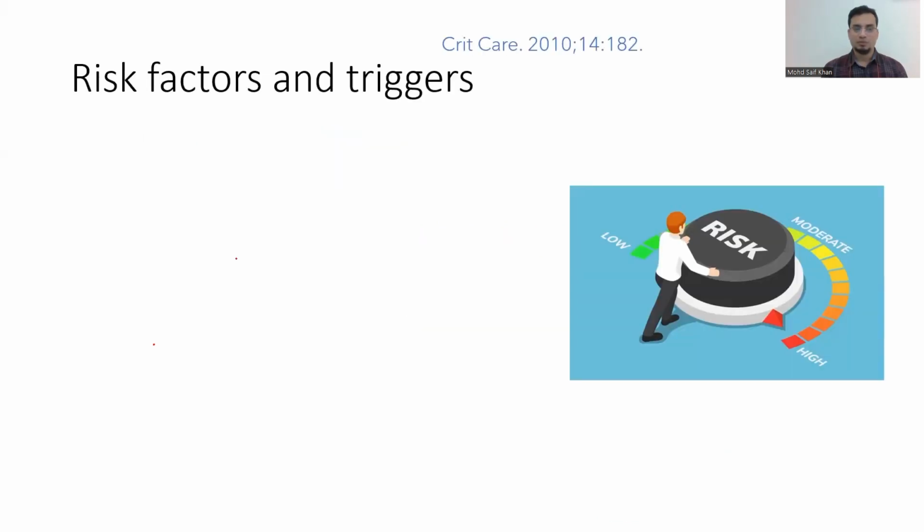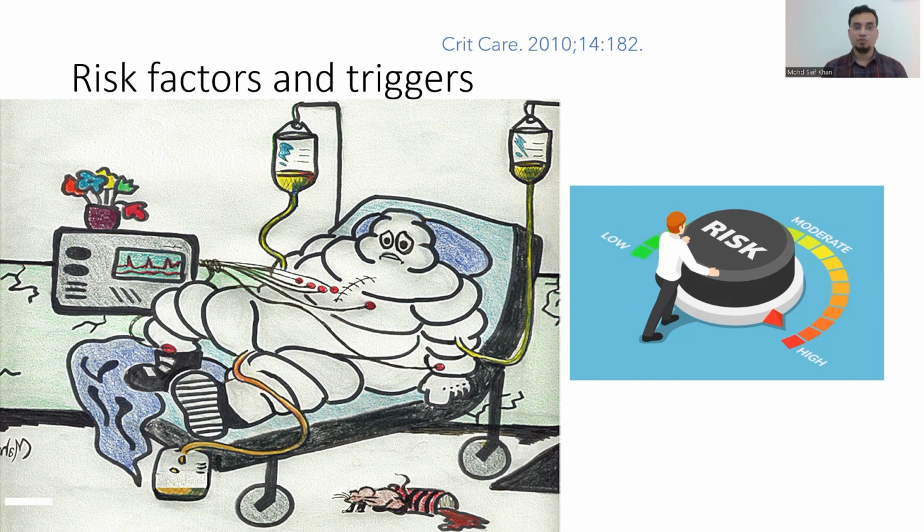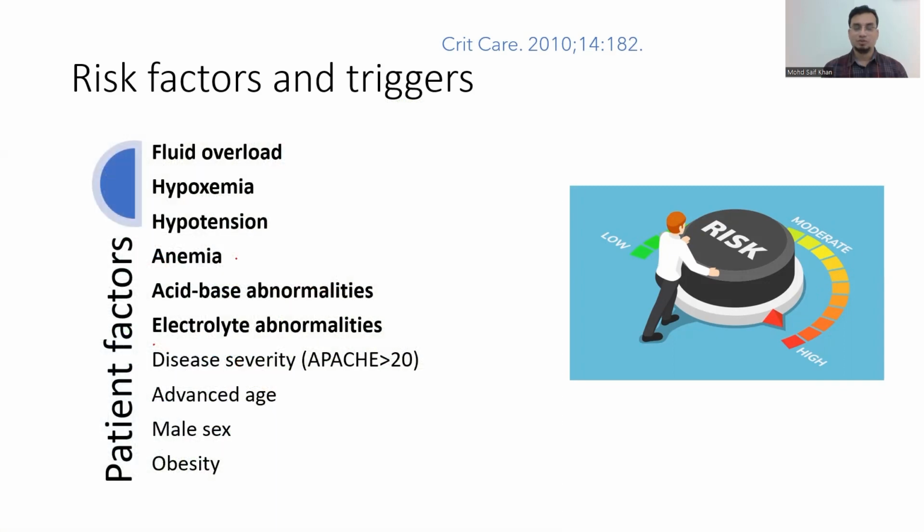Some are patient or host factors, and sometimes they are ICU admission diagnoses. So we will talk about the factors present in patients which contribute to new onset atrial fibrillation, in which fluid overload and dehydration are both important risk factors. Then hypoxemia, hypotension, anemia, acid-base abnormalities, acidosis or alkalosis, and electrolyte abnormalities such as hypokalemia and hypomagnesemia all contribute to atrial fibrillation. So these are correctable or modifiable factors which you should always look for in any patient.